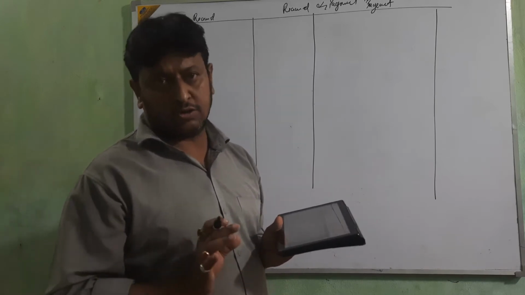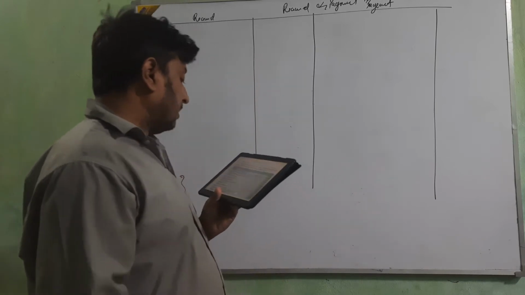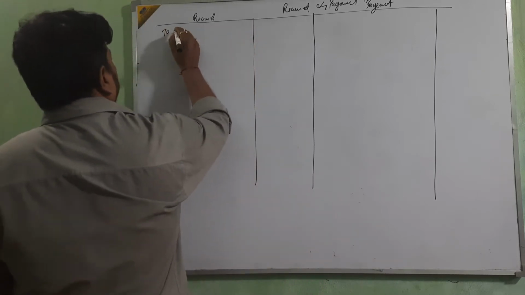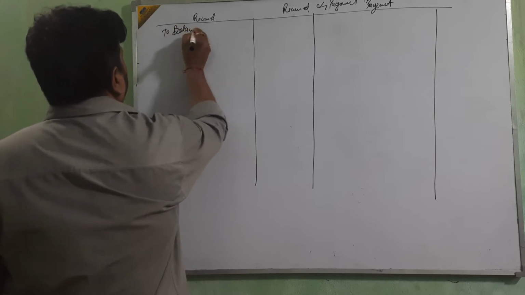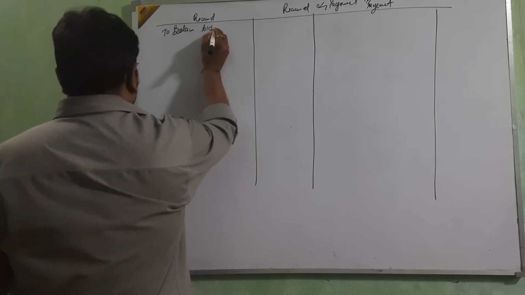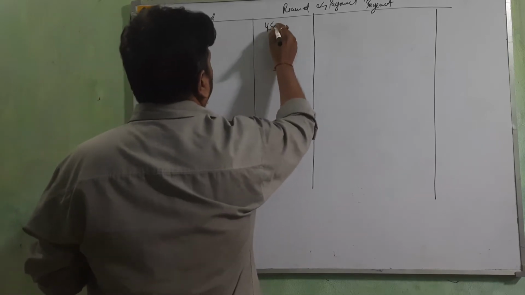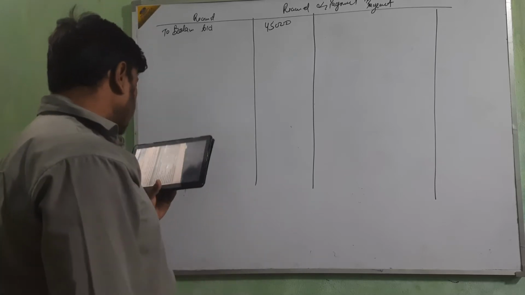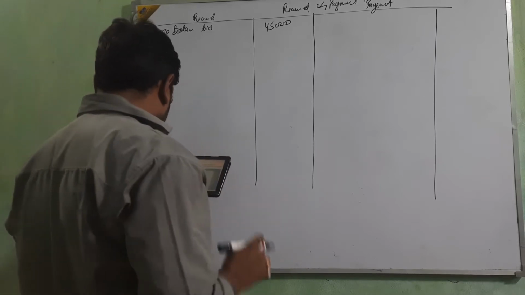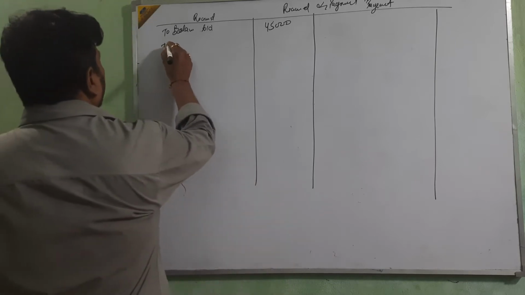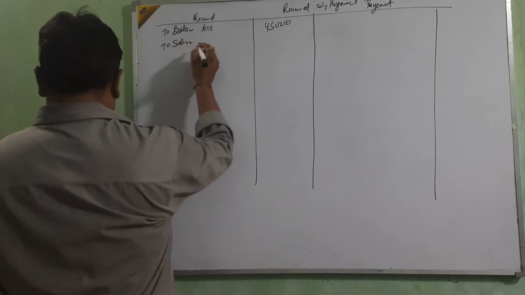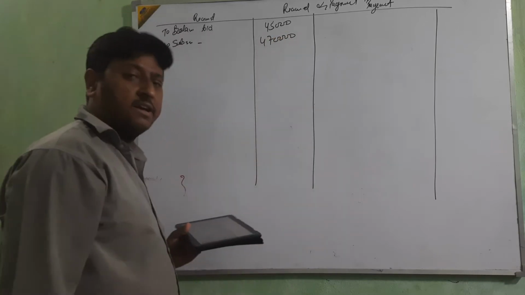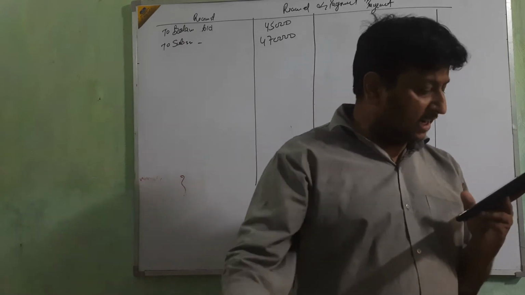Now we are going to start this question. First, cash and bank. Whenever cash and bank is given, we take it as the opening balance b/d, and that amount is 45,000. Then subscription received. That amount is 4,70,000. Directly put this amount only.